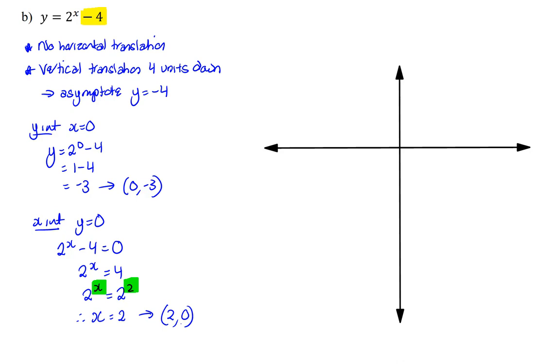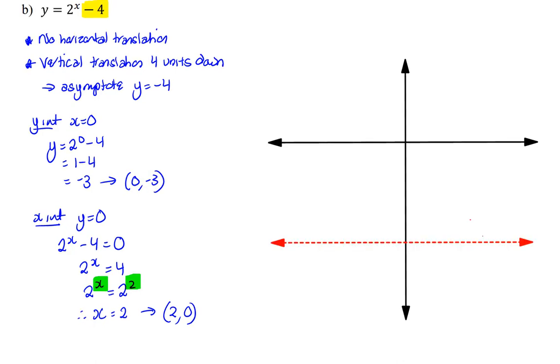So now we can go and graph. We'll start by putting that horizontal asymptote at y equals -4 in. Okay, so y equals -4. I'll label my axes while I'm here. 0, -3 is our y-intercept. Should use a ruler so you get your scale correct. 2, 0 is our x-intercept.